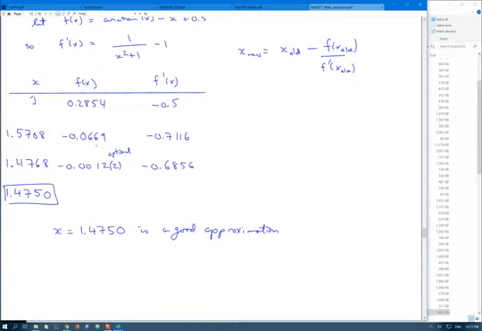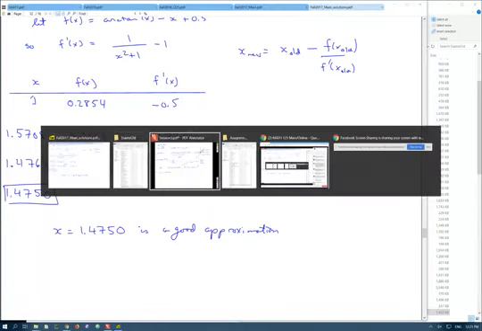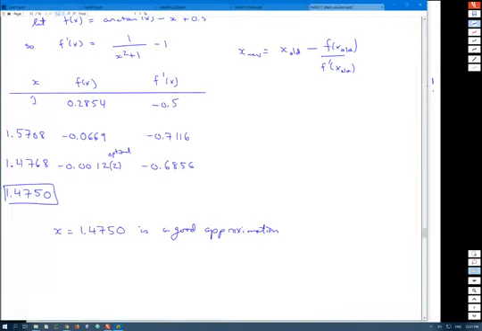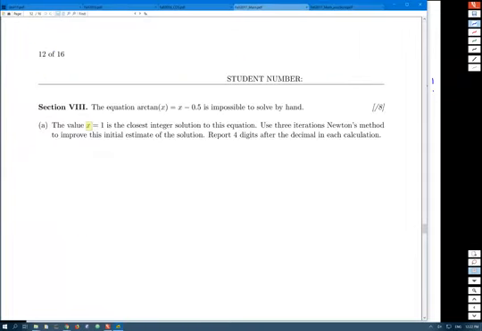What we should see is that these values are getting closer and closer to 0, because the goal of our question is to find what x values make our function equal 0. And we see that if you repeat the calculations, at this x value we get very, very close to 0. And in fact, that leads us to part B. So let's assume that we got to 1.4750, and go to part B.